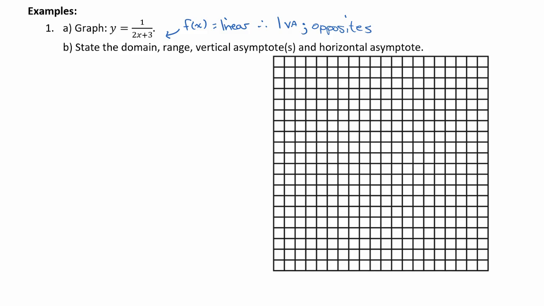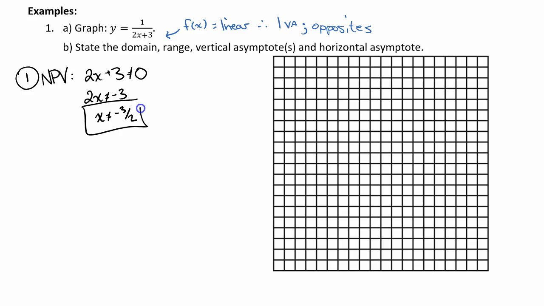From there, I'm going to follow the same steps that I was doing in my previous examples. I'm going to work with my new function, my reciprocal function, and I'm going to identify a couple key things. Number one, I want to know my non-permissible values. So 2x plus 3 cannot be equal to 0 because that's in the denominator. So moving it around, 2x cannot be equal to negative 3, and x cannot be equal to negative 3 halves. That is going to be my vertical asymptote.